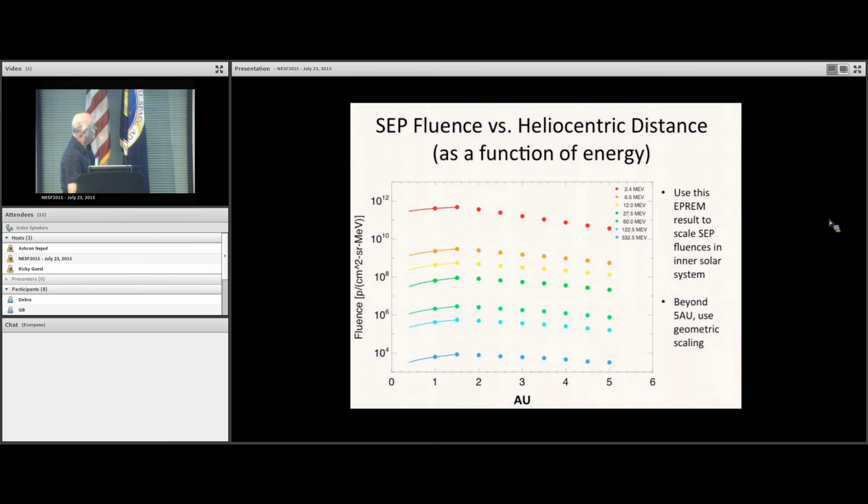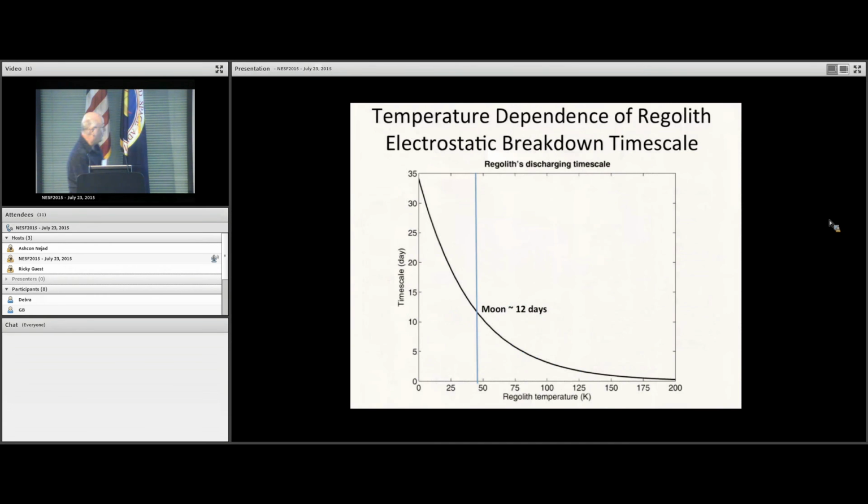That's flux. We can also look at fluence as a function now of heliocentric distance. So fluence is just the time integral of that curve as a function of position out, now as a function of energy. And so we can use these results now to estimate how things look throughout the heliosphere. So let me do this, and this is where we have to bring in temperature.